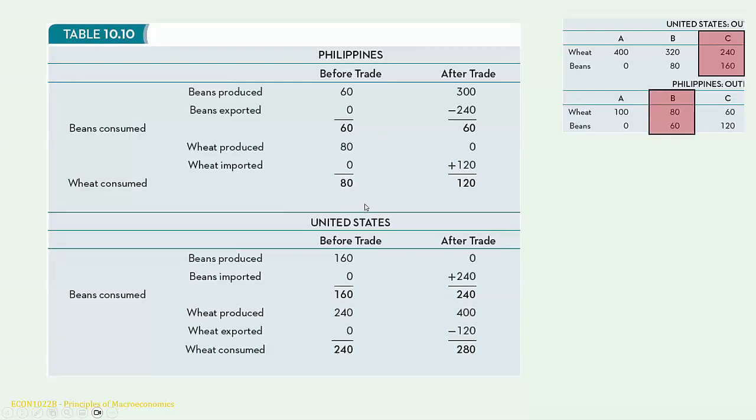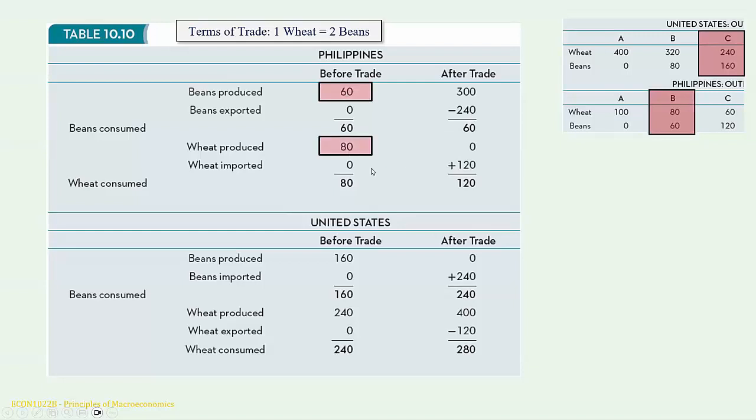So we know that when they trade, first of all, we have the terms of trade up here. 1 unit of wheat is equal to 2. So before trade, it would be 60. We have 80. So now the Philippines is going to trade with the United States. We're assuming they're going to specialize in what they have a comparative advantage in. So then the Philippines is going to produce 300 million bushels of beans, right? We know that they're both going to specialize. So if we just look at this box here, this is how much beans are going to be produced in total. They're only going to be the Philippines.